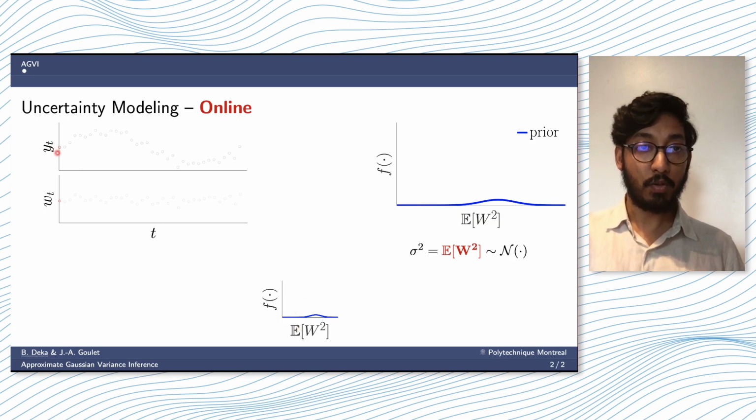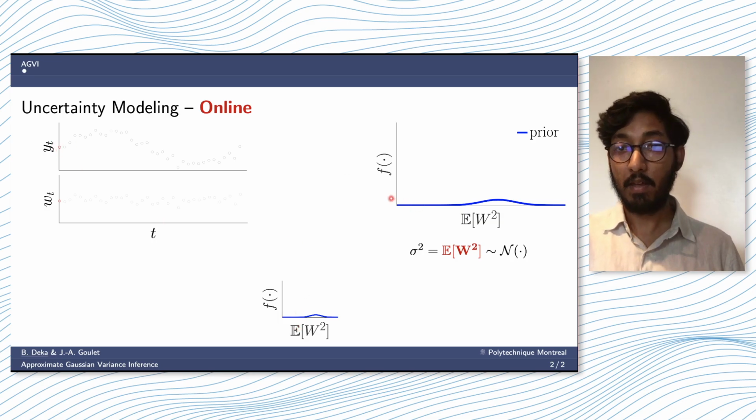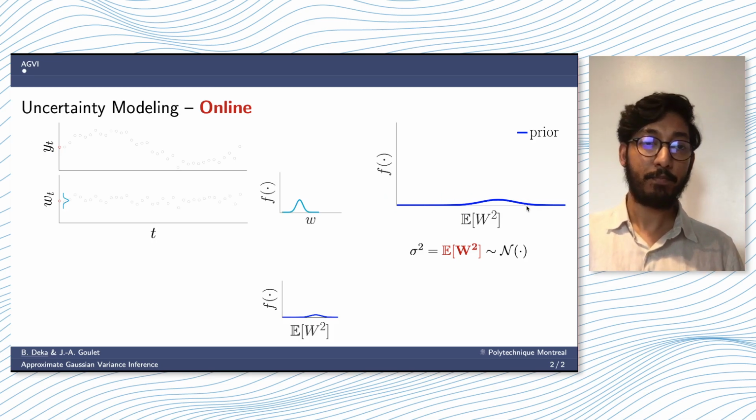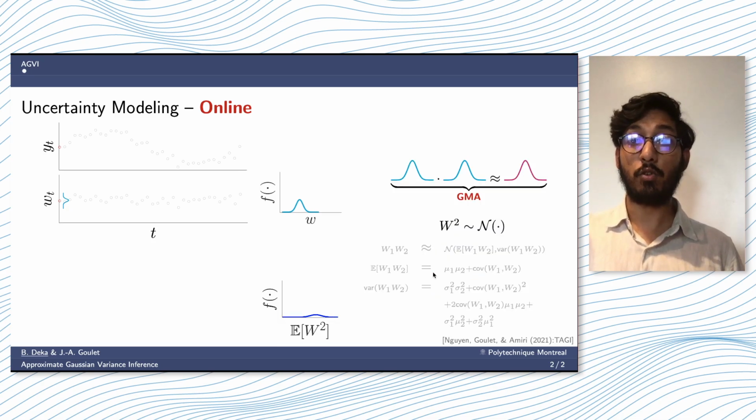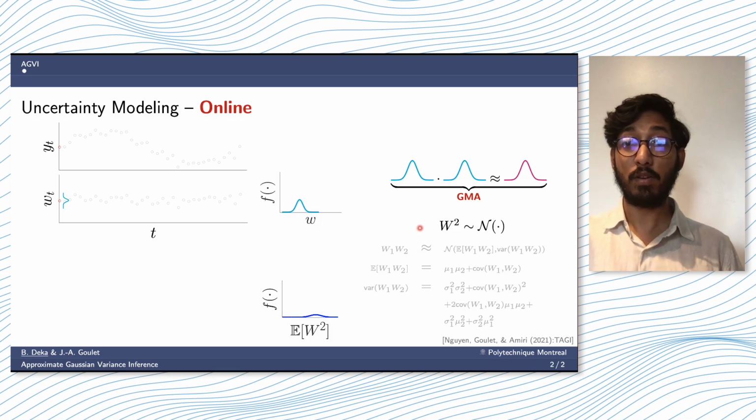So we have observed the first data point over here. Now using the prior for the expected value of w squared, I can obtain a posterior for w. If you look at the formula here, sigma square is equal to the expected value of w squared, and w is now a Gaussian random variable having this distribution over here. So we still need to obtain the distribution for w squared. In our group, we have developed an approach called the Gaussian multiplicative approximation, or GMA, that provides a closed form solution, meaning that we can obtain the expected value, the variance, and the covariance terms for the product of any two Gaussian random variables.